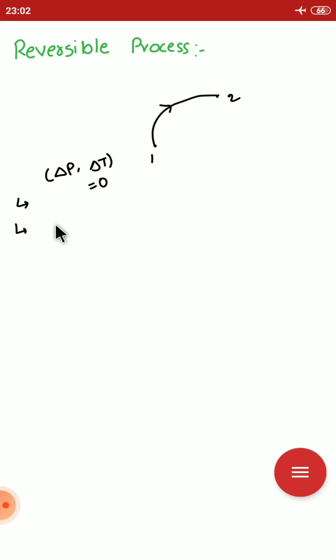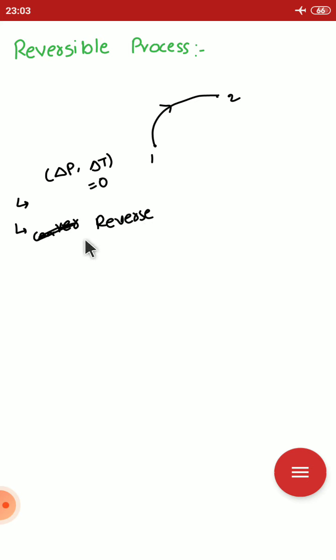It can be reversed at any position without affecting the system and surroundings. That is the main criteria for the reversible process. A process is said to be reversible if both the system and the surroundings can be returned to or restored to their initial states by reversing the direction of the process. That is the main criteria for the reversible process.